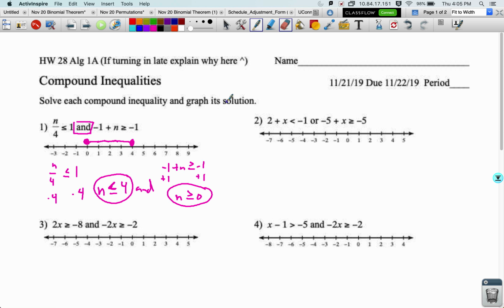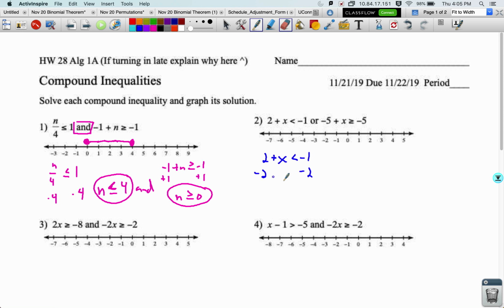It's got the word or in the middle. We expect these to not connect like this, but to separate. And if they do connect, then our answer is actually all real numbers. But we're expecting them to separate 9 times out of 10. That's what's going to happen. If it doesn't, we go back and double check before we declare all real numbers.